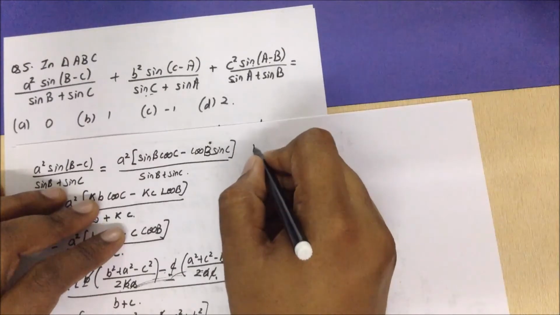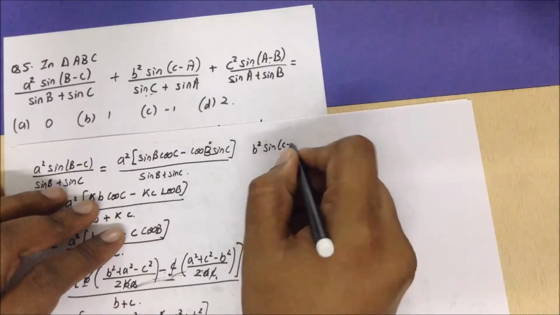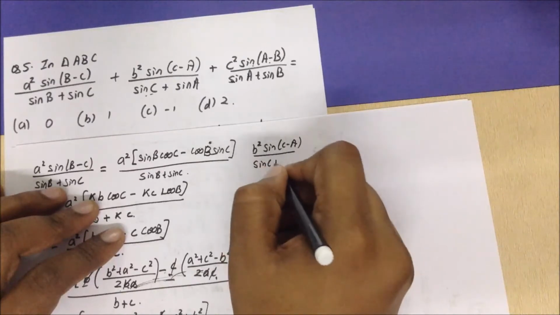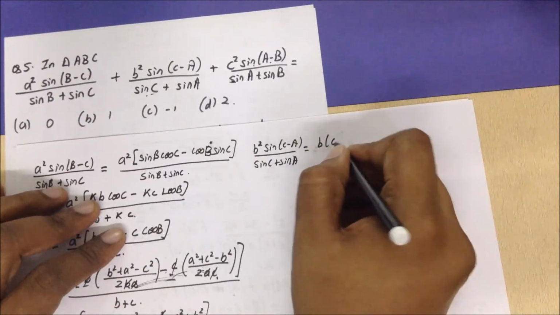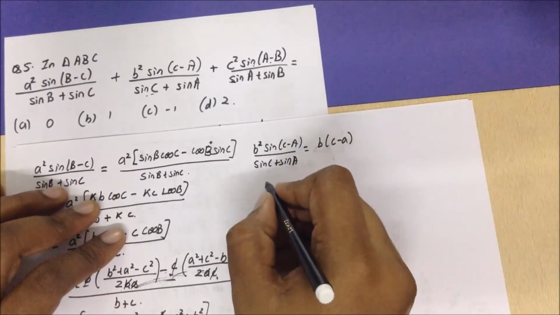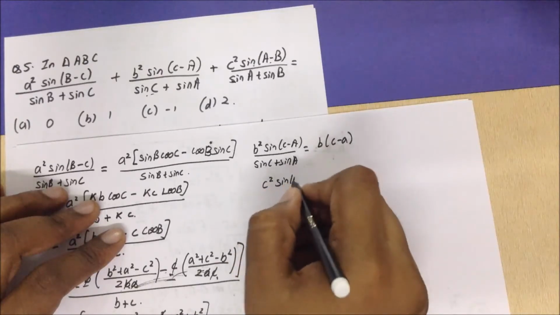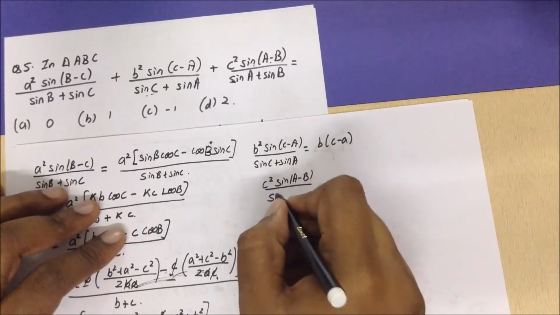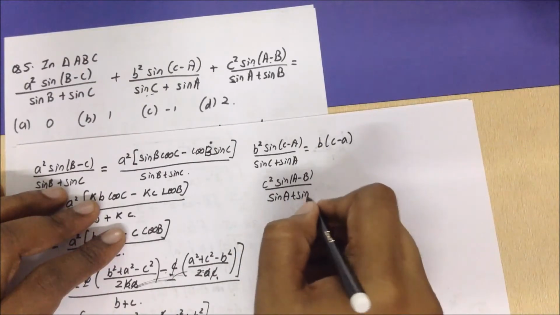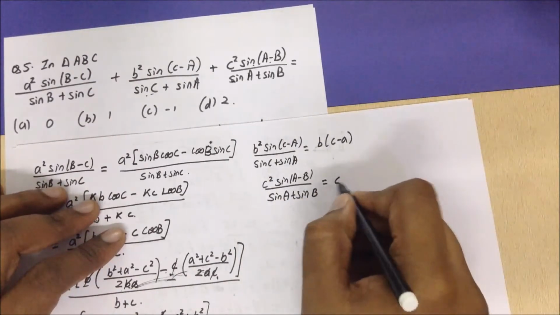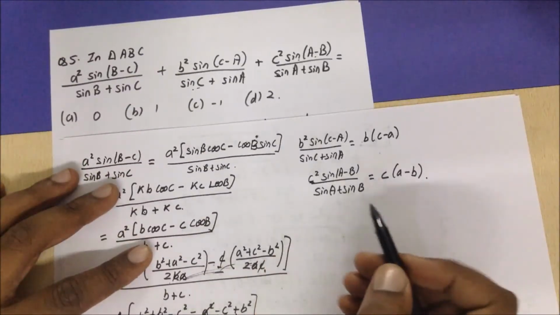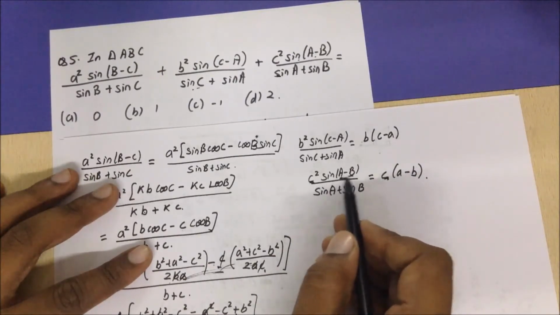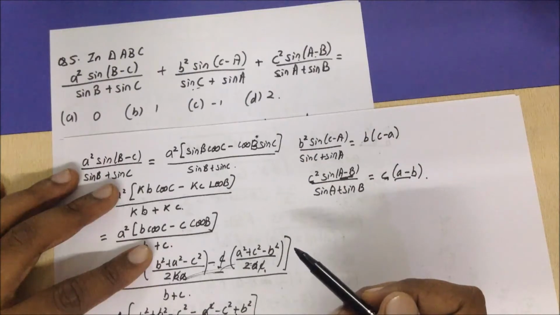So similarly, on the similar basis, if you look at the second term, that is your b square into sine of c minus a divided by sine c plus sine a, the term which you will be getting is b into c minus a. And for the last one, that is your c square sine a minus b divided by sine a plus sine b, you will be getting the term as c into a minus b. So it is just the term which is present outside that remains outside, and whatever is inside the sine is going to be over here.